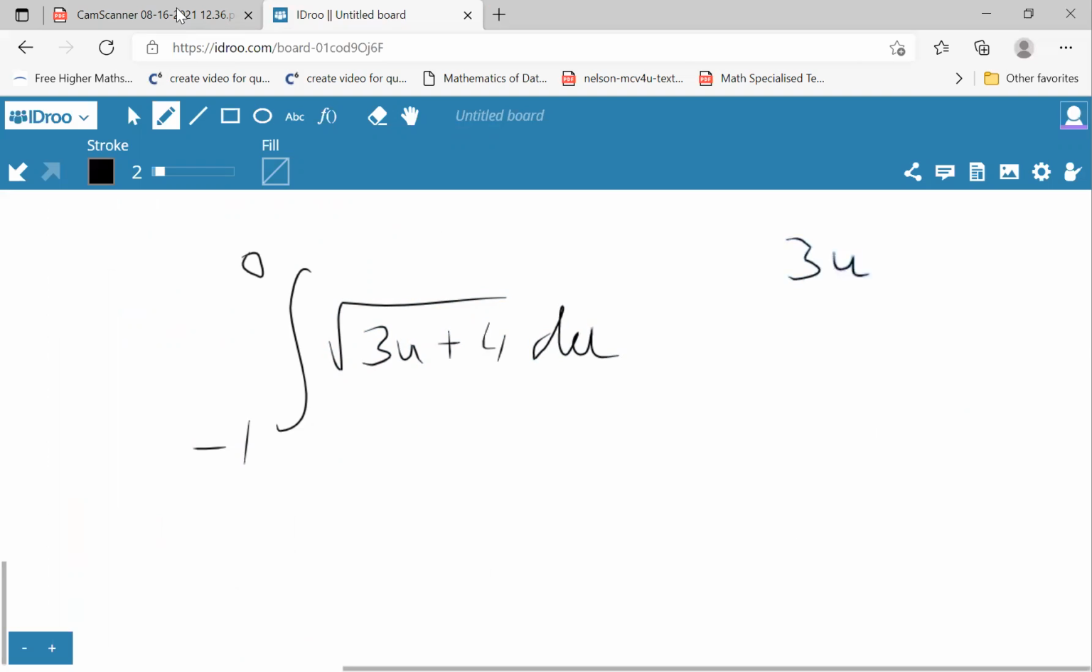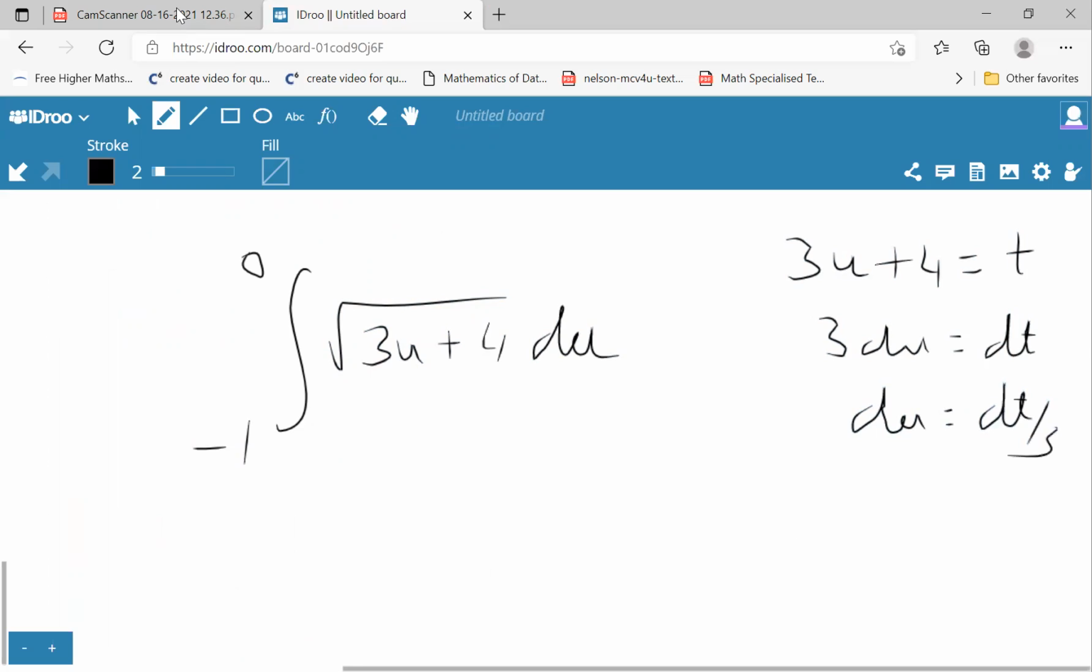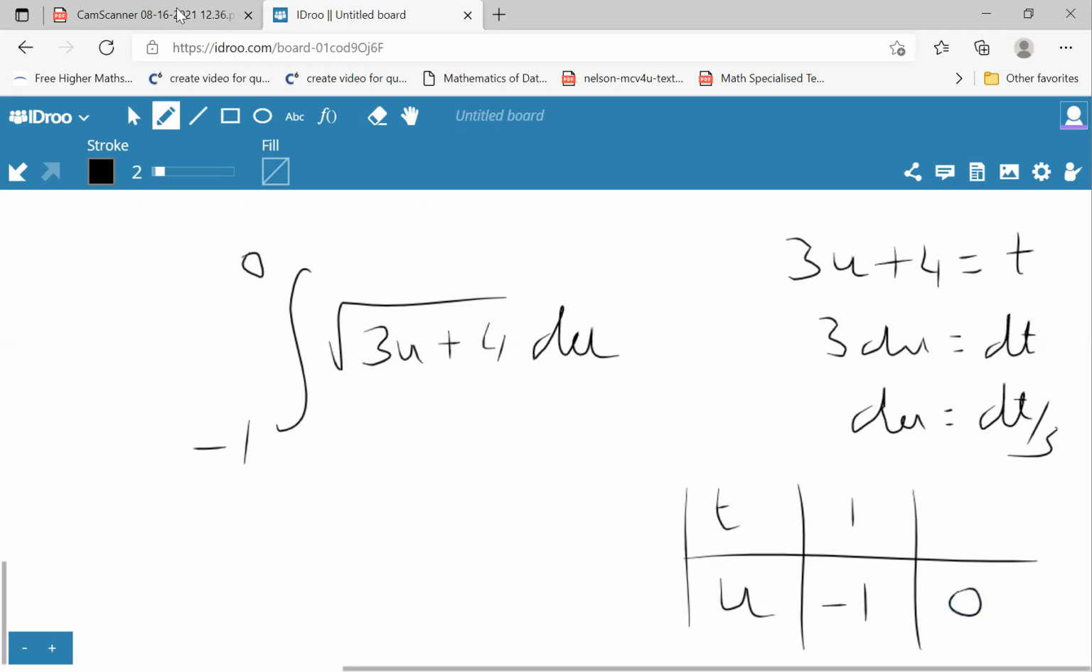Let us take 3u plus 4 to be equal to t. Differentiating on both sides, you'll get 3 du is equal to dt, or du is equal to dt by 3. As we did earlier, we need to change the limits also. So when u is equal to minus 1, t is equal to 3 into minus 1 plus 4, which will give you 1. And when u is equal to 0, t becomes 4.